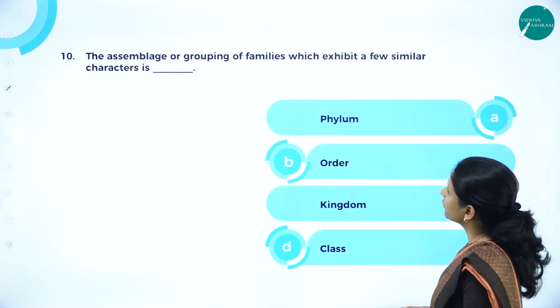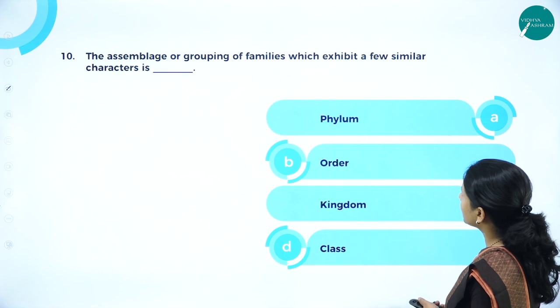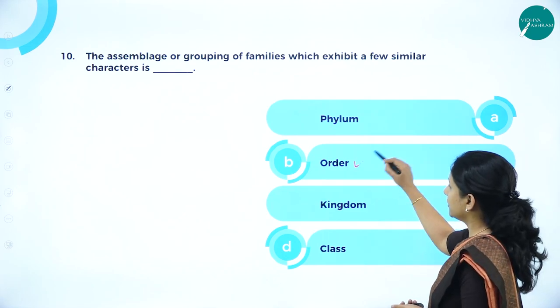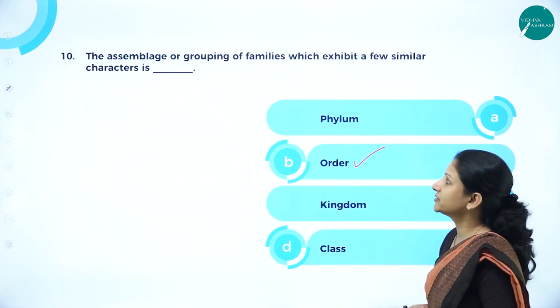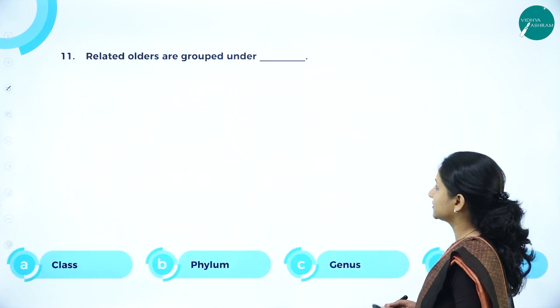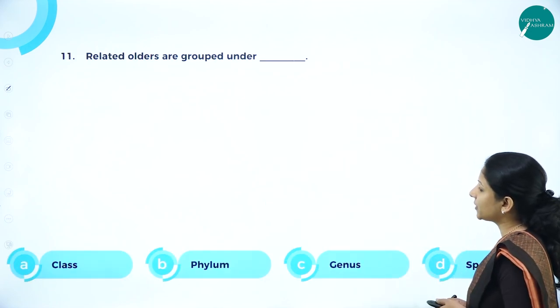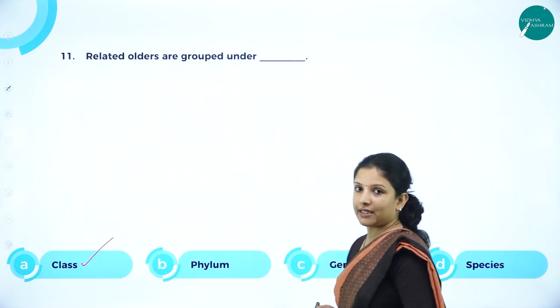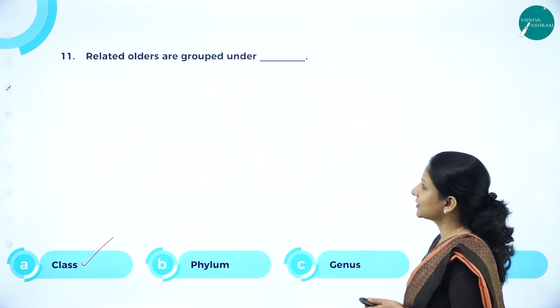Next, the assemblage or grouping of families which exhibit a few similar characters is nothing but order. So, what is order? Order is nothing but a group of families which show similar characteristics. Related orders are grouped under the class. So, what is class? It is a group of related orders. So, the option here is class.